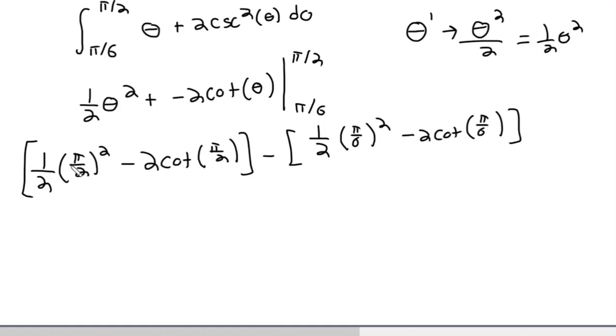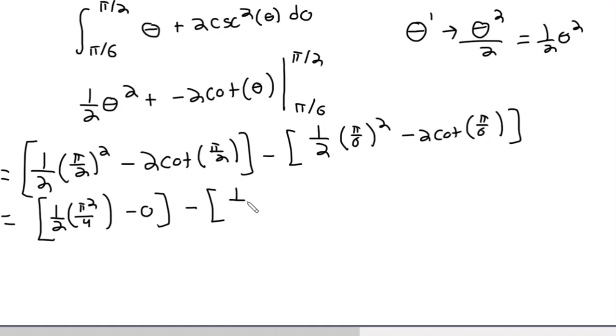So now let's clean this up. So pi over 2 squared, well, that's the same thing as pi squared over 4. And then minus 0, right? 2 cotangent pi over 2, cotangent pi over 2 is just 0. Okay? And then 1/2, well, that's pi squared over 36, just squaring pi over 6, minus 2 cotangent pi over 6, well, pi over 6, cotangent of it, that's just root 3, so minus 2 root 3.